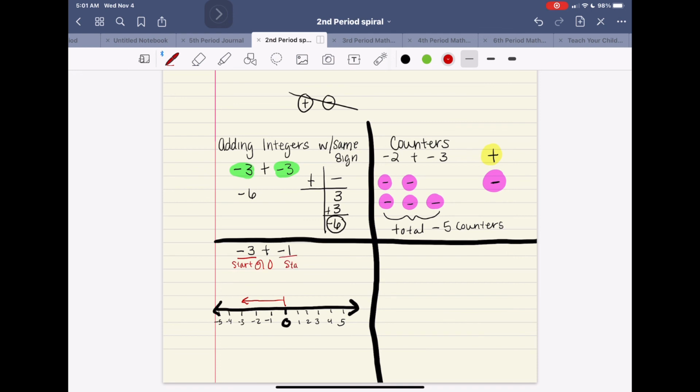Then we're going to start at -3. And I'm looking at the negative number and it's telling me to go to the left 1 time. The ending point is at the end of the arrow and we end up at -4.